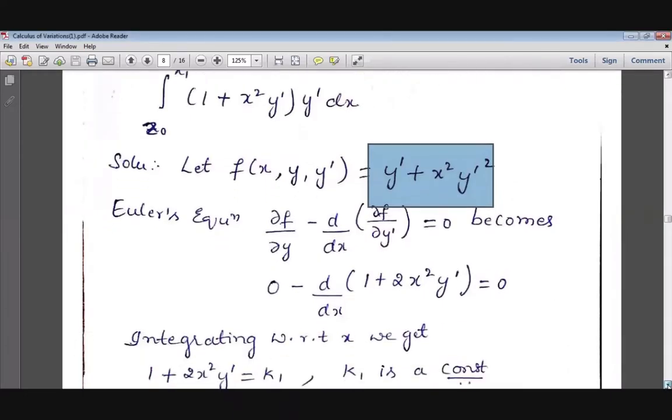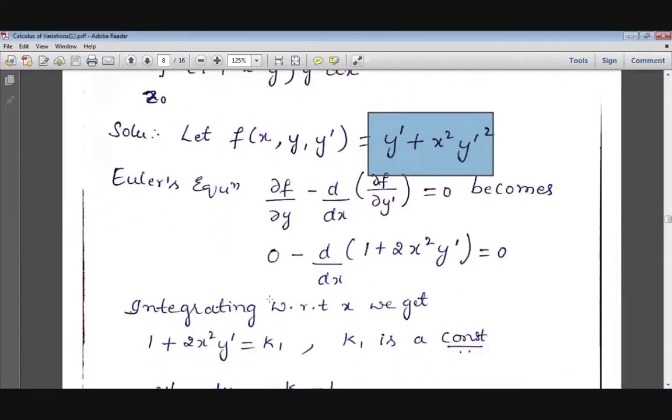Next, integrate with respect to x. For 0, this negative sign, you can multiply both sides by negative, so it will come positive. Integrate, so differentiation and integration will get cancelled, only this will remain, that I have written here. So on the right hand side, the integrating constant.